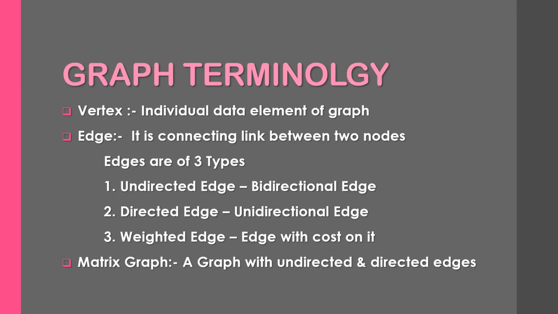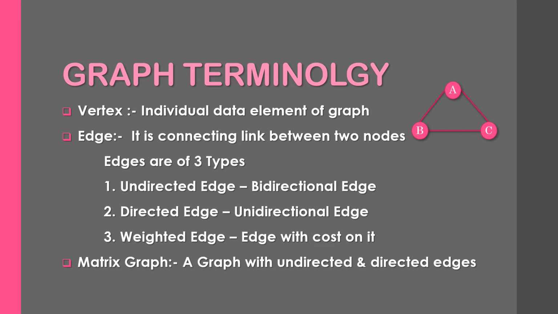Next, coming to some terminologies which we use in graph. Let's see the graph terminology. So while discussing graphs, you come across some words, some terminologies. So let's see what they are. First is vertex, an individual data element of a graph. So here each node, let's say A, B and C, are vertices, or let's call them nodes. Edge, it is a connecting link between two nodes. It's just a link as we can see here.